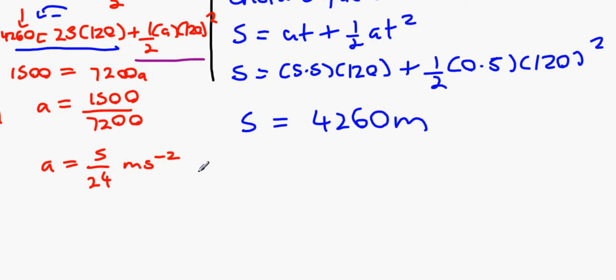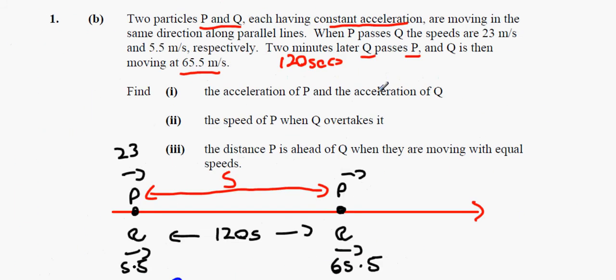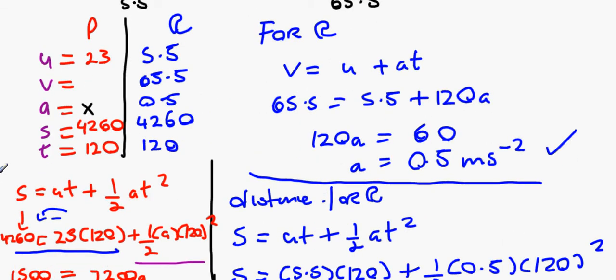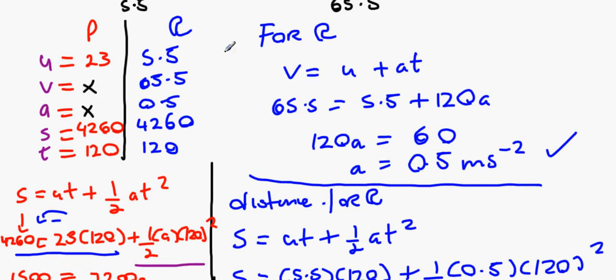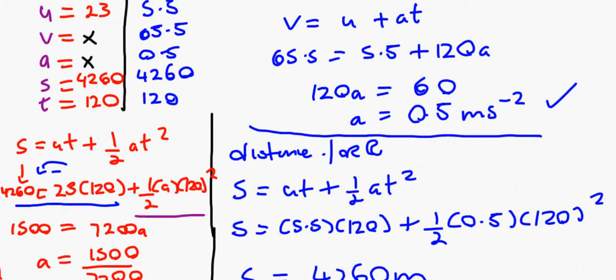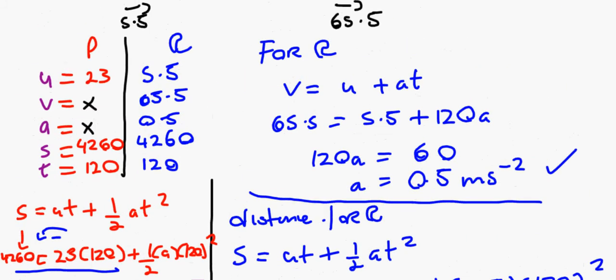Okay. The next part now. We now know what A is. So we've got both accelerations, okay? We need to find the speed of P when Q overtakes us. So our new target here is going to be V, okay? We now know that the acceleration here is 5 over 24. So just a quick rub out here. It's going to be 5 over 24.